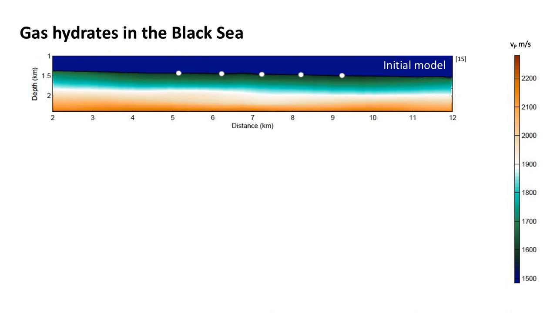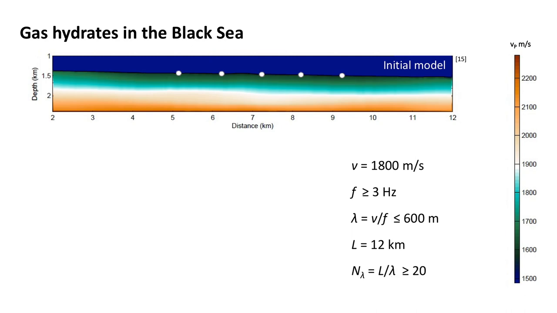Seismometers, again, are indicated as white circles. With an average p-wave velocity of 1,800 meters per second and seismic waveforms recorded with frequencies higher than 3 Hz, a wavelength lambda of up to 600 meters results. With that, and an effective horizontal extension of around 12 kilometers, the number of propagated wavelengths can be calculated. Hence, n lambda equals at least 20, indicating a rather low complexity of the model wave field in a heterogeneous medium.